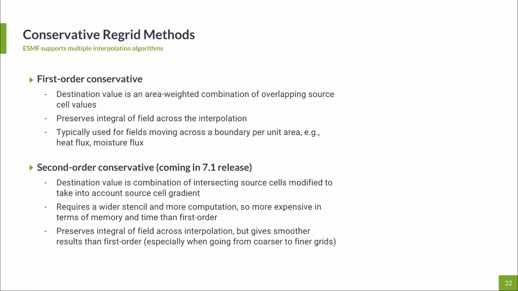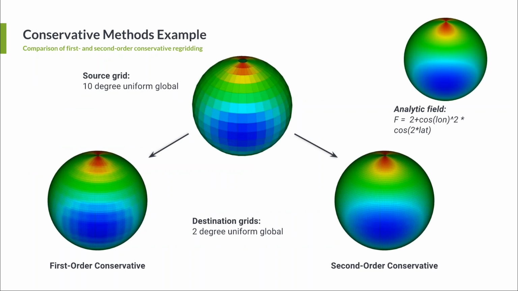And then a new method which is not available yet, but which is coming in the 7.1 release, and we have initial results for, is a second order conservative. So this uses a wider stencil than the first order, so it is more expensive. It still preserves the integral of the field, but it's going to give a smoother result than the first order. I think we have an example. Yeah, so here's an example of the first order versus the second order conservative. So you can see the field, the analytic field is much smoother in the case of the second order on the bottom right.